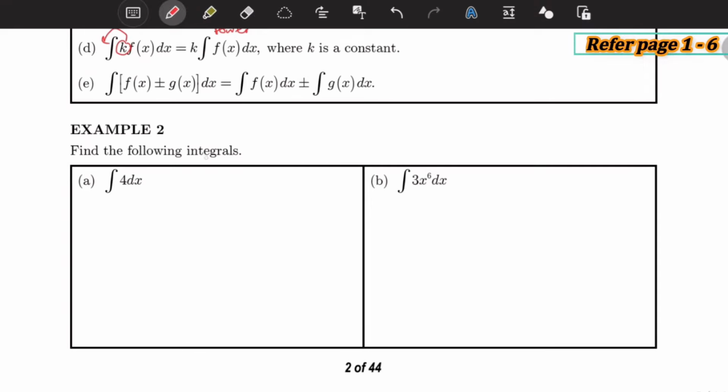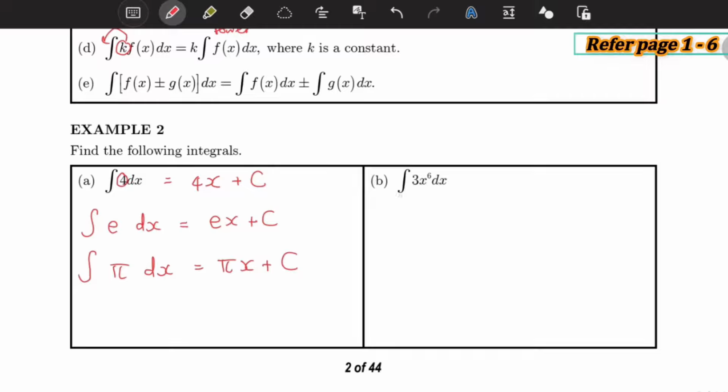Find the following integrals. A, we have integrate 4 dx. 4 is a constant. So, we will get 4x plus c. If we have integrate e dx, the answer is ex plus c. If we have integrate pi with respect to x, pi dx equals pi x plus c.